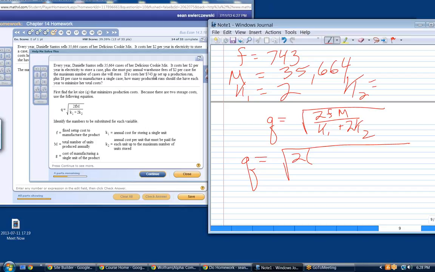No, I think we've got a bunch of numbers here that we haven't used yet. Per case manufacturer cost is $8. So that would be the G. So that $8 is G. Case of 2 is 2. So we've got a 2 and we got another 2. What about the 743? That's F.